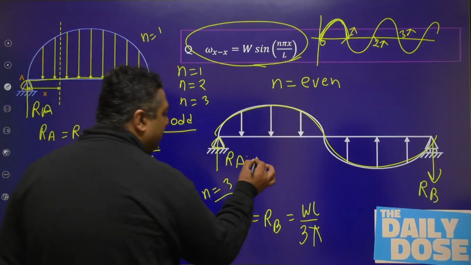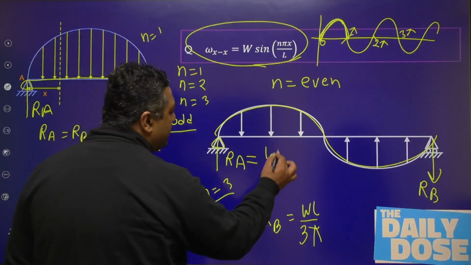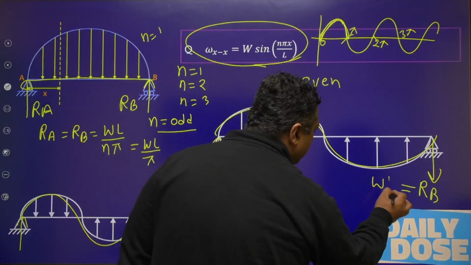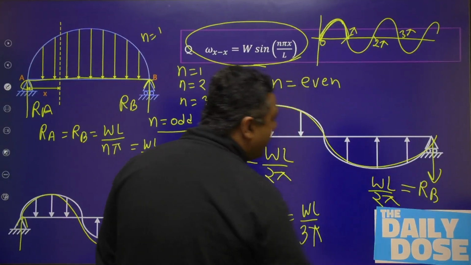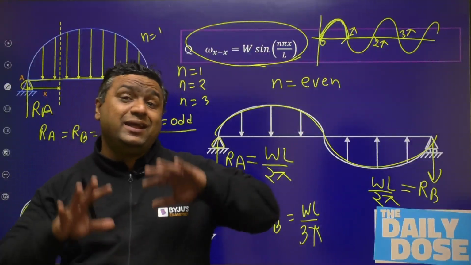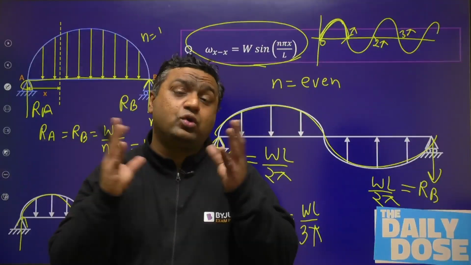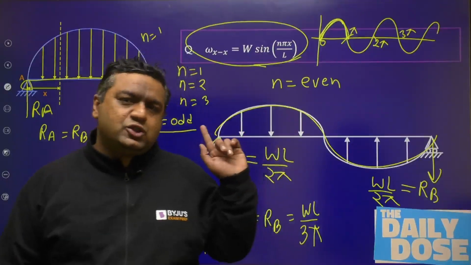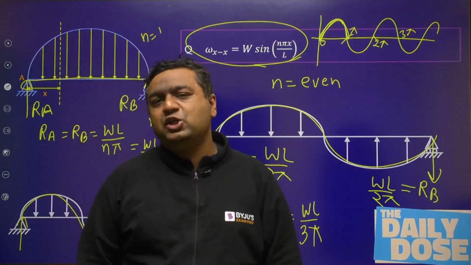And the value will remain the same, WL by nπ. So WL by 2π will be this and WL by 2π will be this. But this time the directions are not the same. We can also do it with the total integration, which will give you the total load, then you would divide it. In that way you can do. But this was the short trick which will help you in the GATE examination.